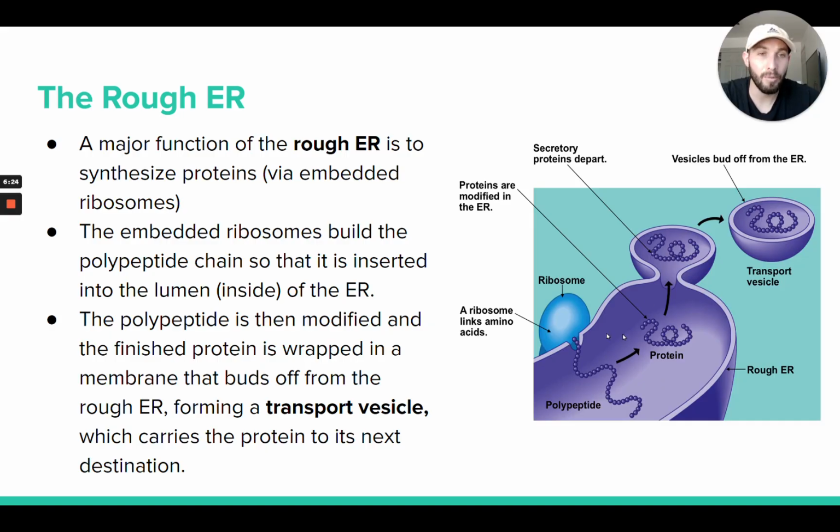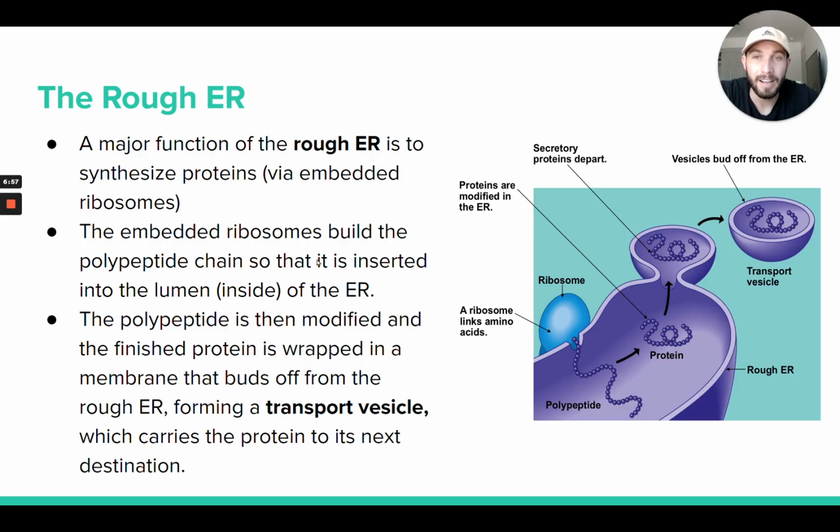And then what happens to those proteins is a piece of the membrane of the rough ER pinches off into what's called a transport vesicle that's now holding on to that protein. So you can see the protein is being made by the ribosome and put together here, and it's going to start folding into its structure. Then a piece of the rough ER membrane is going to pinch off and carry it somewhere else, which we'll see in a moment.